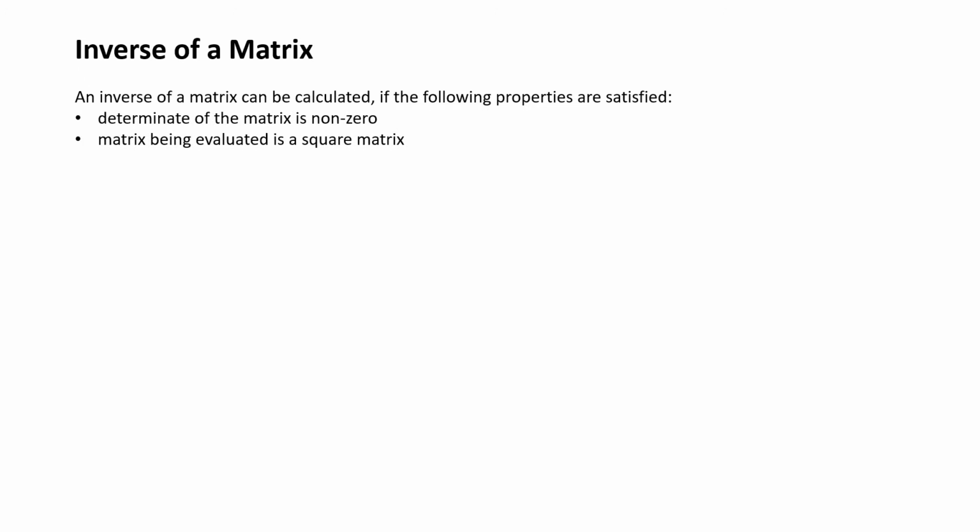An inverse of a matrix can be calculated if the following properties are satisfied. The determinant of the matrix is non-zero. The matrix being evaluated is a square matrix. Let's look at an example.